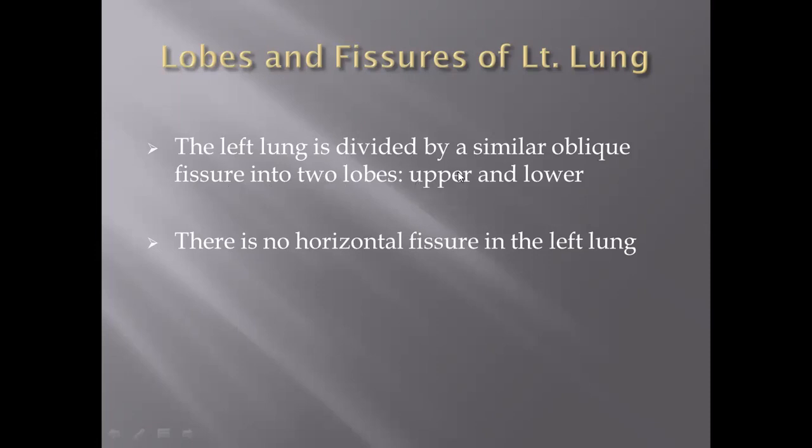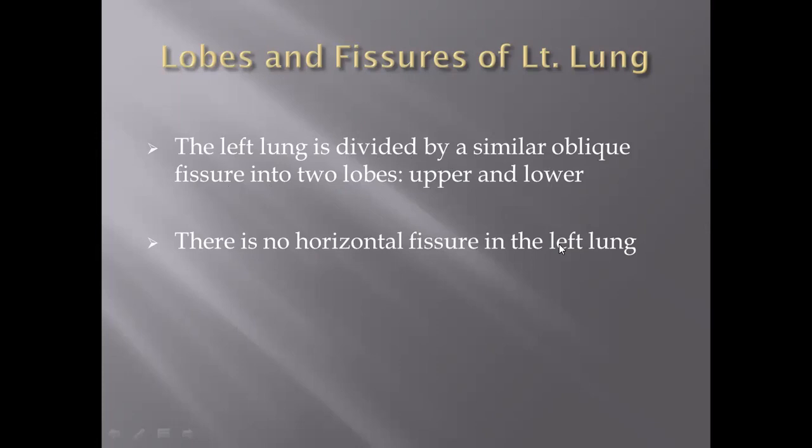And what are the names of the lobes? One is the upper, another is the lower lobe. While for the right side we have seen the upper or superior lobe, middle lobe, and inferior lobe. So here are two lobes only, upper and lower. There is no horizontal fissure in the left lung, but it is present in the right lung. So one should be able to differentiate between the right lung and left lung. So we can give these differences.